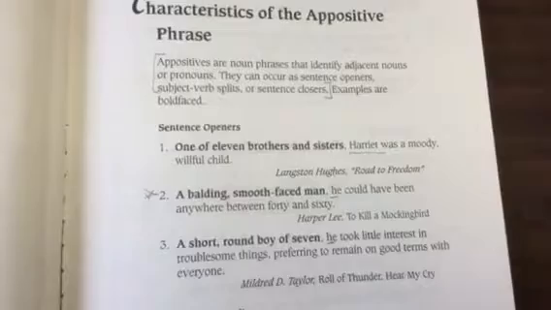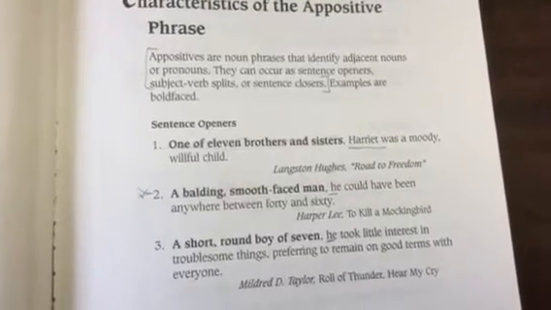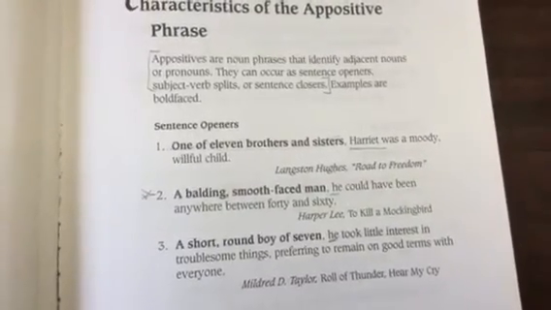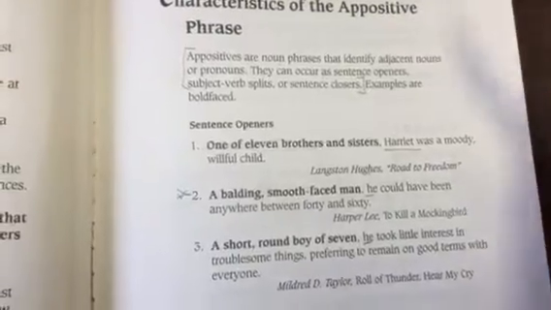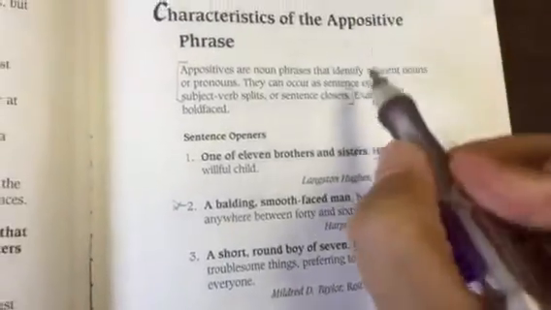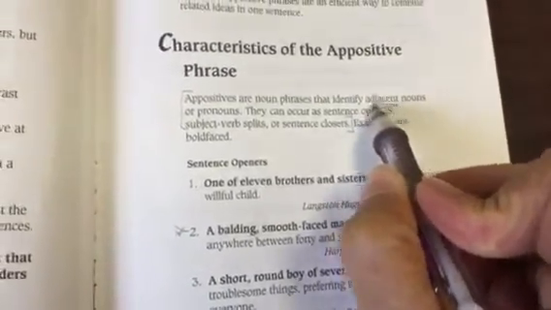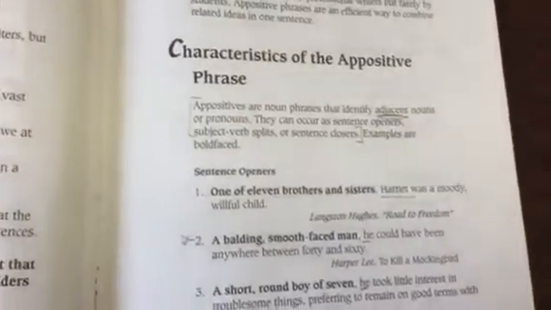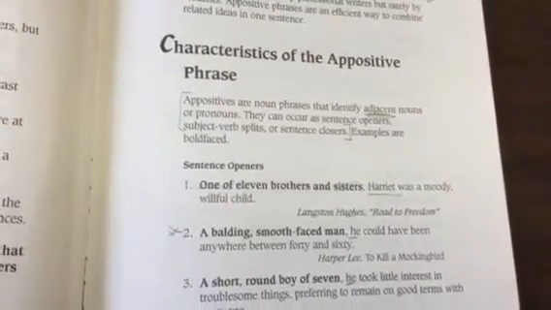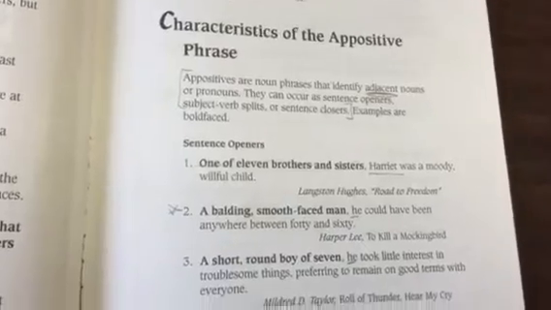Again, characteristics of the appositive phrase. They're noun phrases that identify adjacent nouns. The key word here is adjacent, right? It has to be next to it. They can occur as sentence openers, subject-verb splits, or as sentence closers.